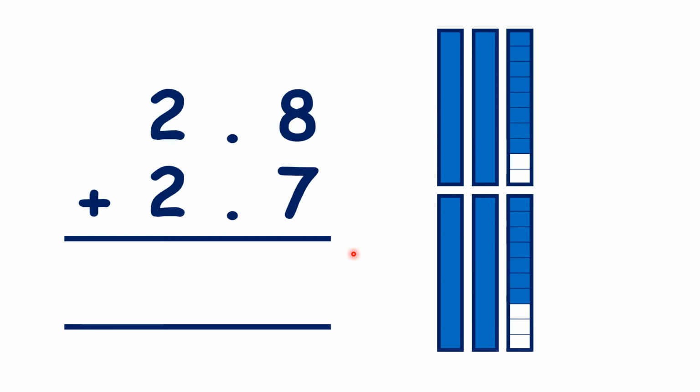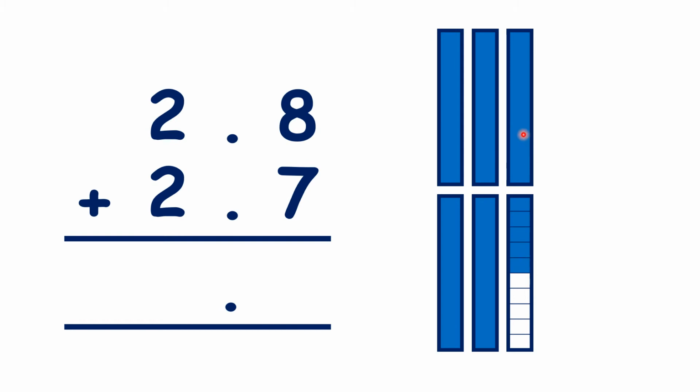So now pause the video and see if you can answer 2.8 plus 2.7. Well, we need to remember to write the decimal point in our answer line. And now we have 8 tenths plus 7 tenths. This gives us 15 tenths, which we can see is the same as 1 whole and 5 tenths.